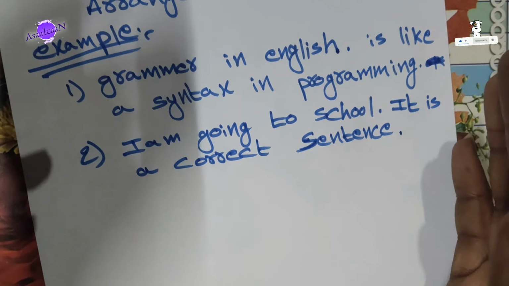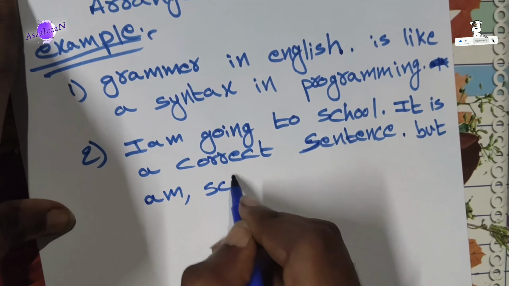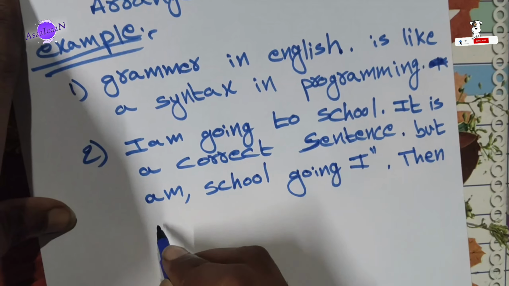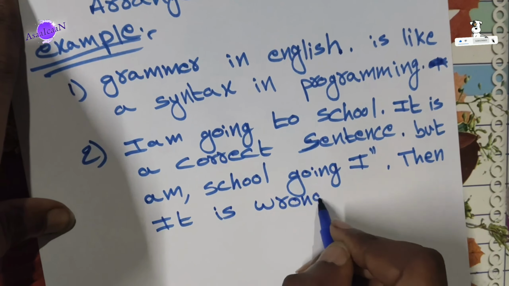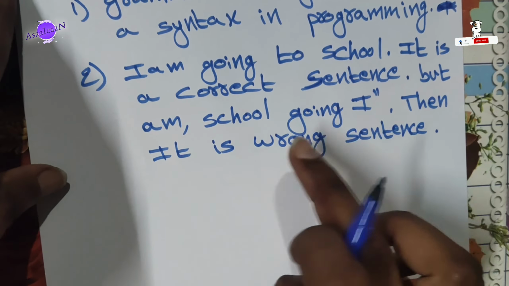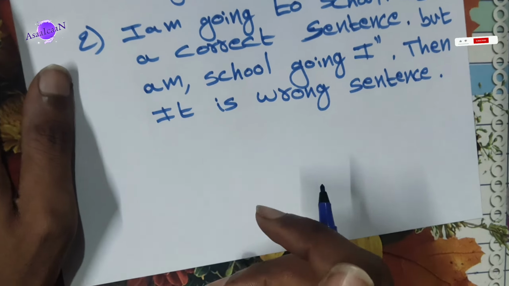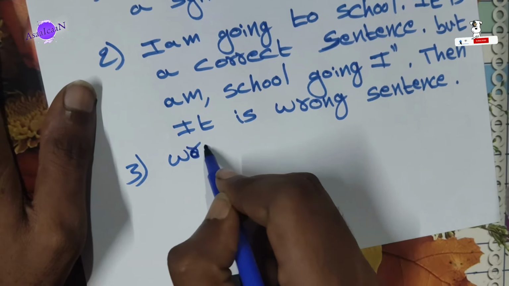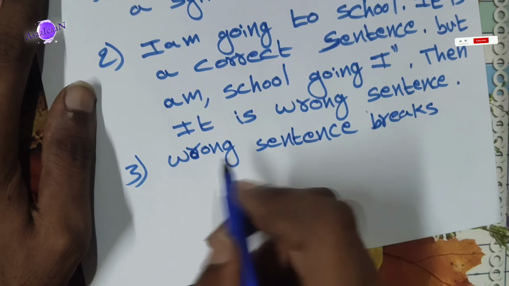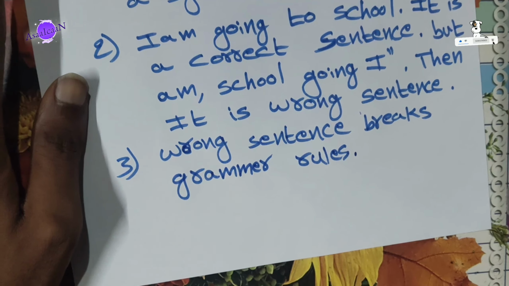But I am school going guy, then it is a wrong sentence, right? I am going to school is a correct sentence, but I am school going I is a wrong sentence. Here, the wrong sentence breaks grammar rules. So finally, what is syntax?